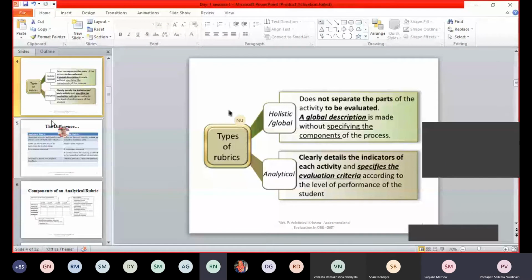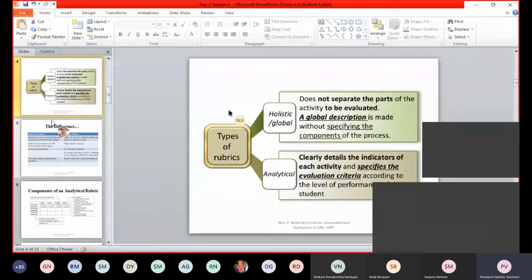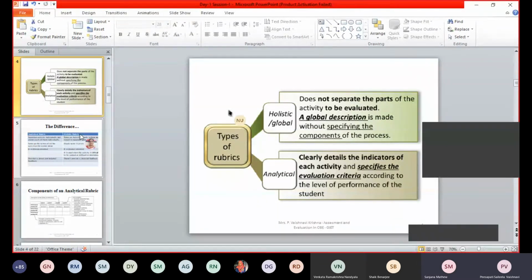These are the two types of rubrics. One is called holistic rubric. Please put yourselves on mute, please. So one type of rubric is a holistic rubric and the other one is an analytical rubric.